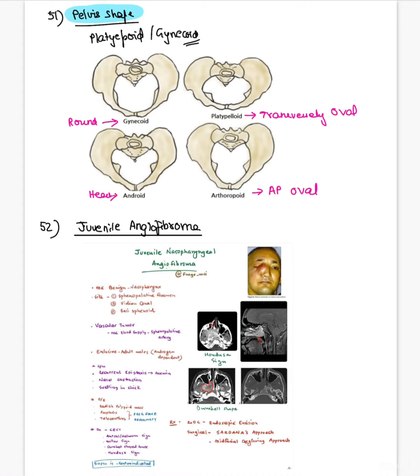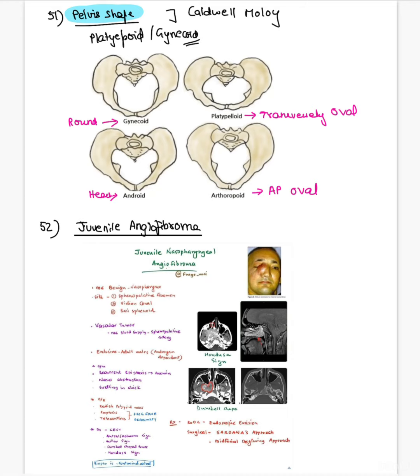They give you an image where they ask you the pelvis shape. Many of them are saying gynecoid pelvis, many are saying platypelloid pelvis. Unless you give a correct image, it's practically not possible. So this pelvis shape is in accordance with the Caldwell-Moloy classification. He has given this shape of the pelvis. See how he has described the shape. We will have a look.